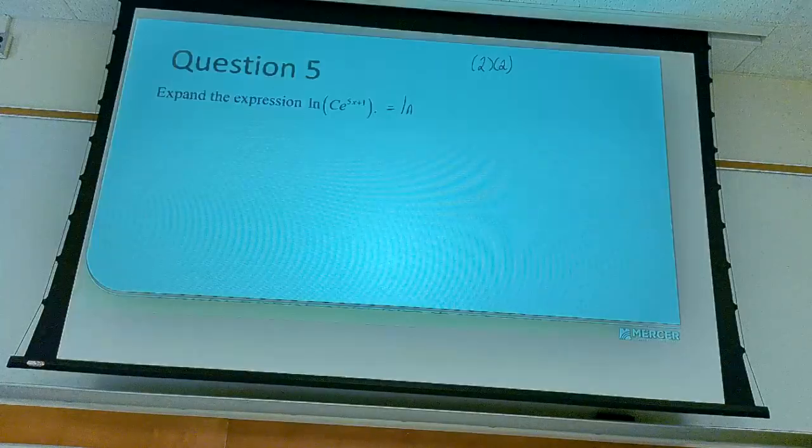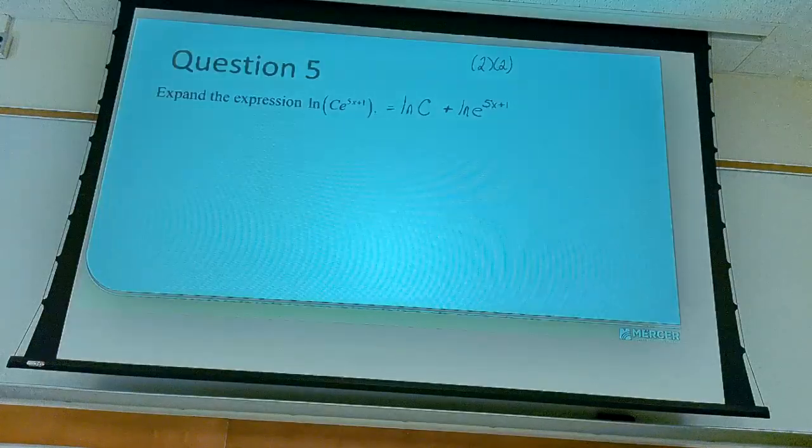ln of c times e to the 5x plus 1, right? So your first term would be c, so it'd be natural log of c. Plus the natural log of your second term, which is e to the 5x plus 1.